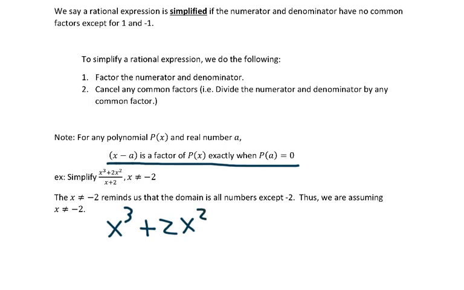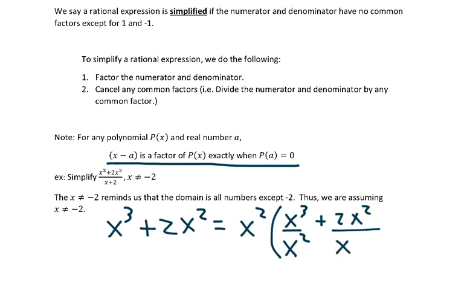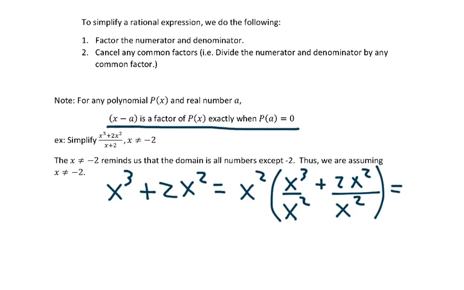squared. Hopefully you can see that the smallest power of x here is 2, so we can factor out x squared. And how do you get what's left over? As we saw earlier in the course, you just divide. That's all. You divide each term by x squared.